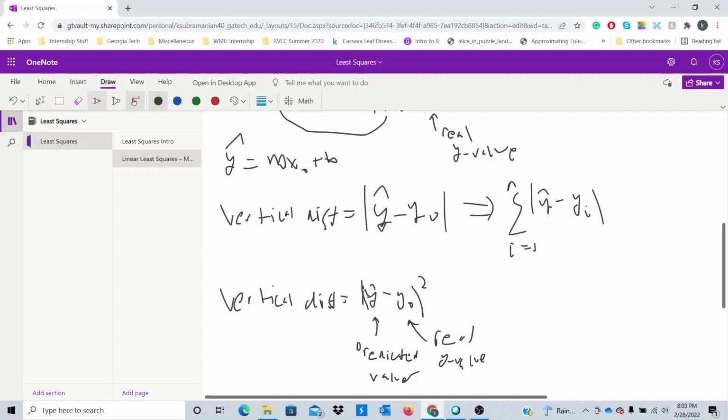But the thing is, when y hat minus y naught is really large, squaring a large number gives you a very large number. So we're essentially penalizing large differences between the prediction and the actual ground truth. And when I say ground truth, I mean the actual y naught.